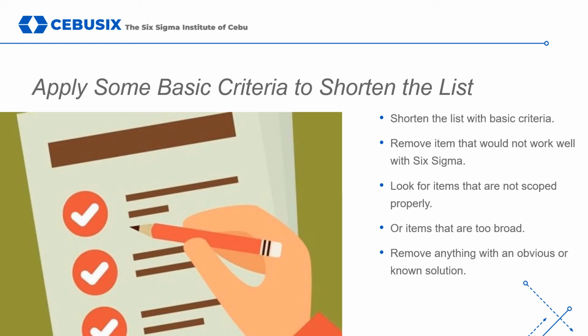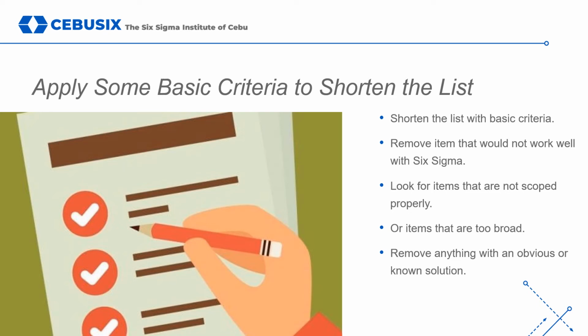Once a list of possible projects is created, teams can apply some very basic criteria to remove projects that are inappropriate, would not work with Six Sigma methodology, or are not properly scoped or have little likely return on investment. This step usually begins during the second part of step 2, when teams are creating short descriptions of possible projects.